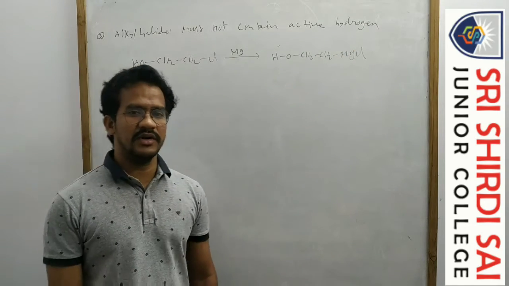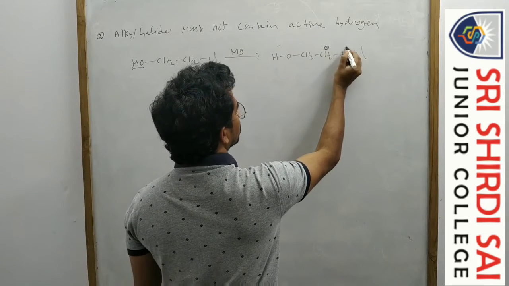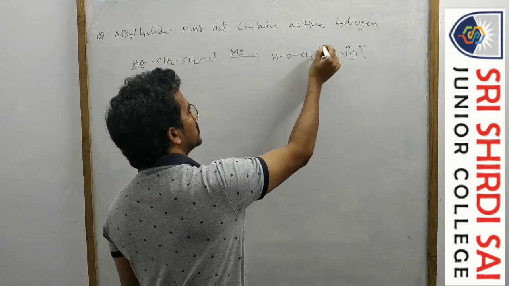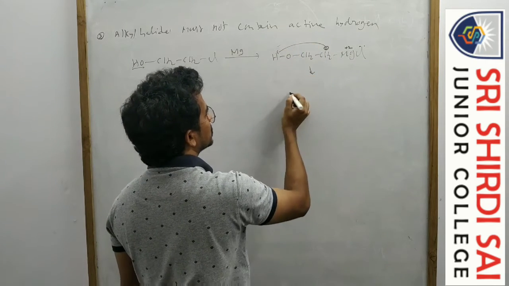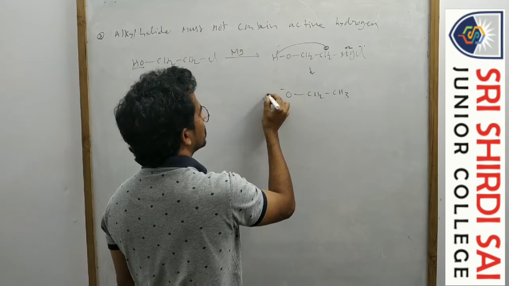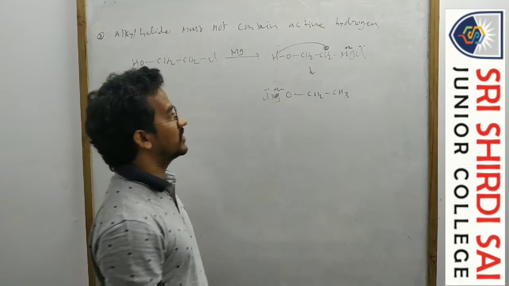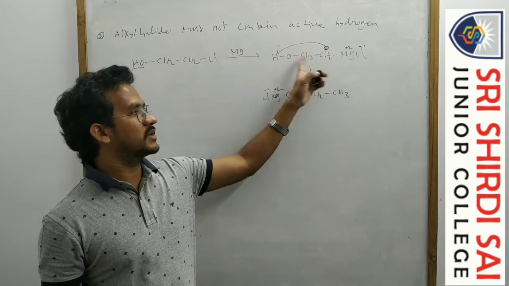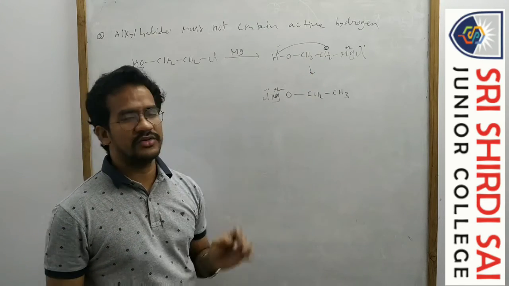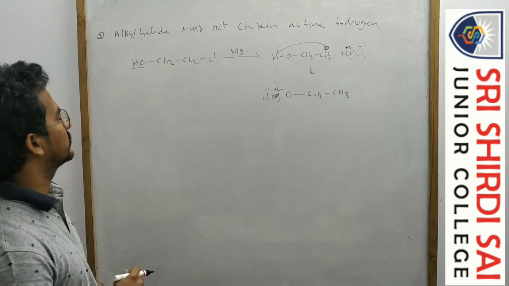Generally, the Grignard reagent is involved in acid-base reactions. Here this carbon is negative and the hydrogen is positive, H plus. So an intramolecular acid-base reaction takes place. The oxygen becomes O minus, this CH2 becomes CH3, and we have ClMg. The CH2 minus accepts the H plus from the OH, since there is a proton source in the compound. So that's why the alkyl halide must not contain active hydrogen.